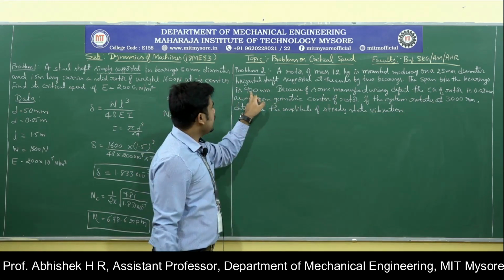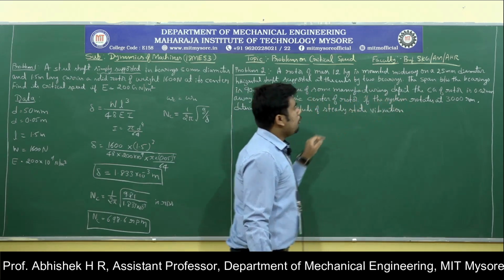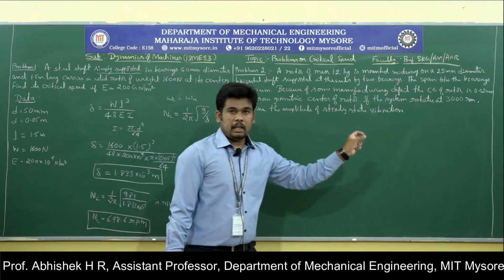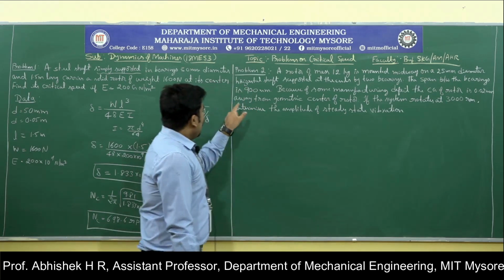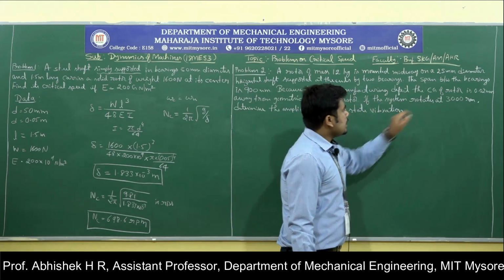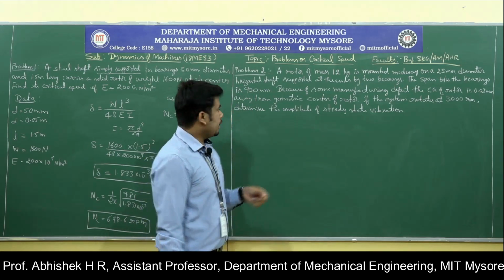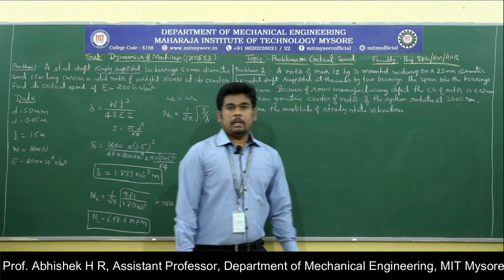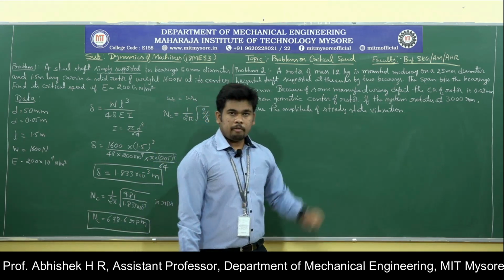Length of the shaft, 900 mm. Because of some manufacturing defect, the CG of the rotor is 0.02 mm, that is the eccentricity, small e, away from the geometric center of the rotor. If the system rotates at 3000 rpm, determine the amplitude of the steady state vibration.